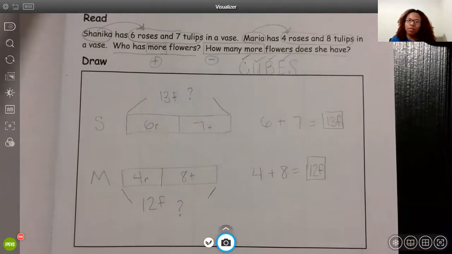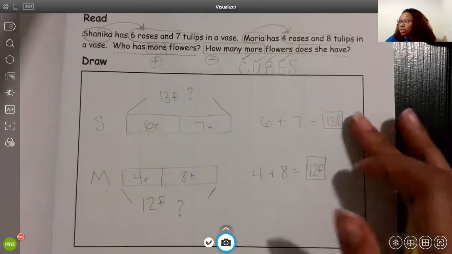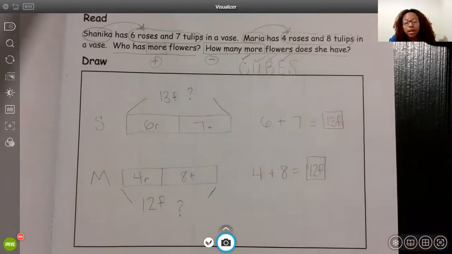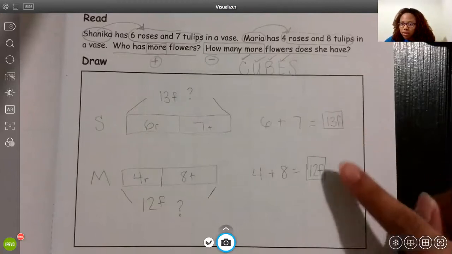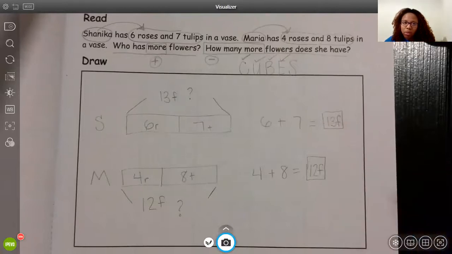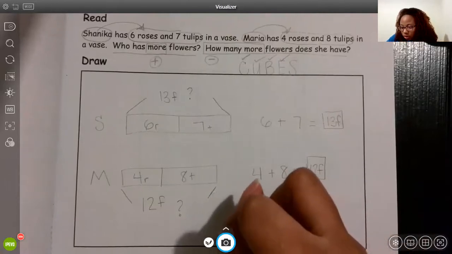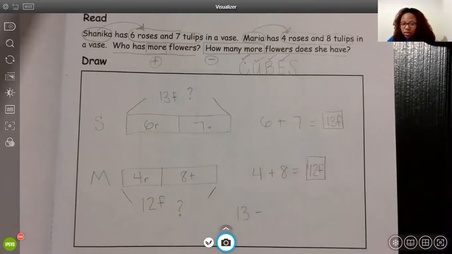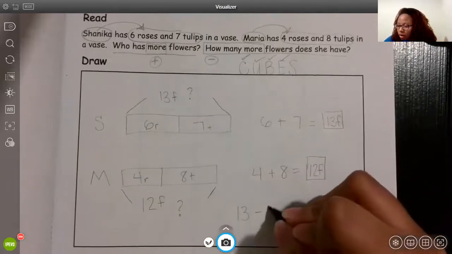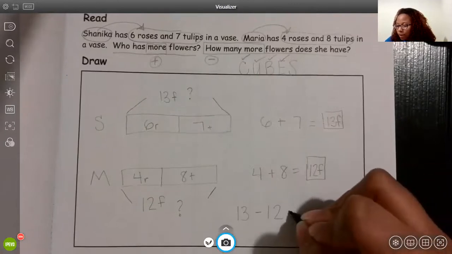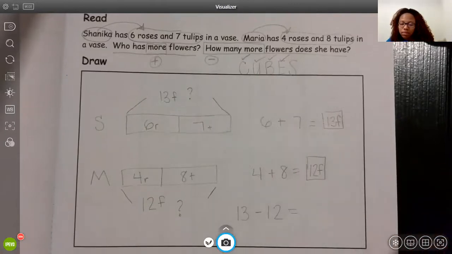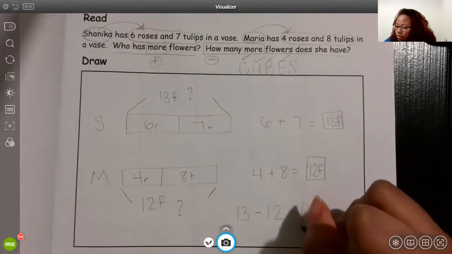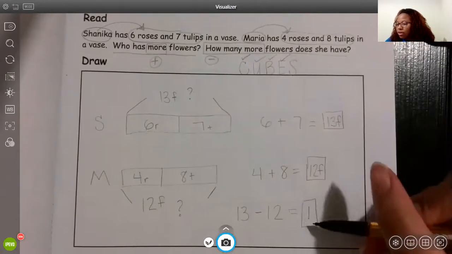I know some people will be like, oh, well, if I look at these two, I already know the difference. But if you want to make a number sentence for this, you're going to use these two numbers. So using 13 and 12, what will be my subtraction number sentence? I write 13 first because it is larger. Don't forget I want to minus, so I want to do subtraction. 12, and that equals 1. So this right here will be the difference.